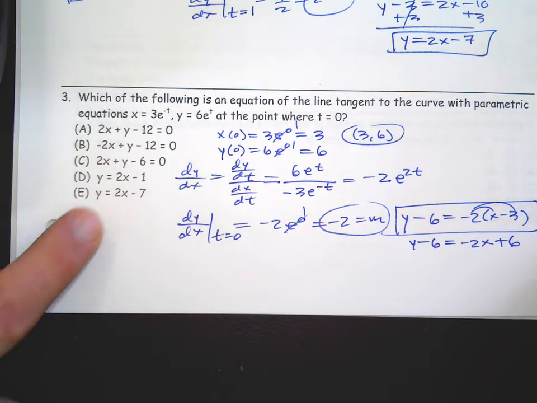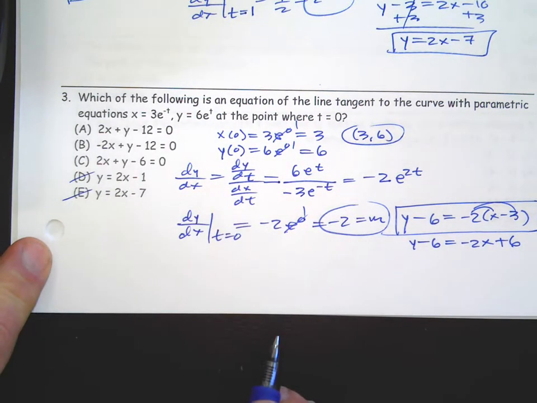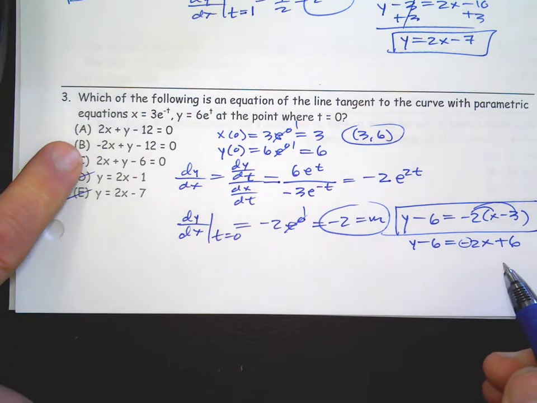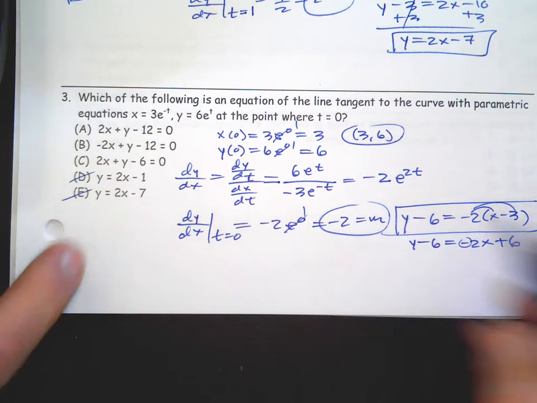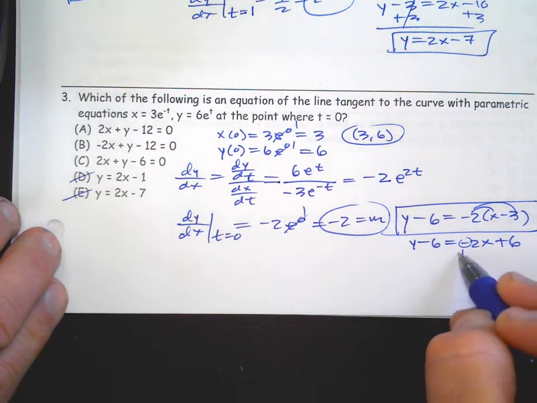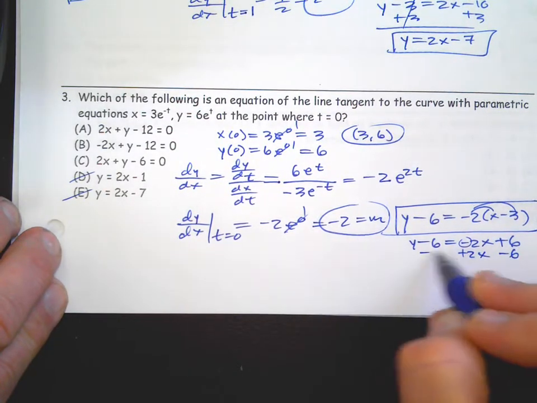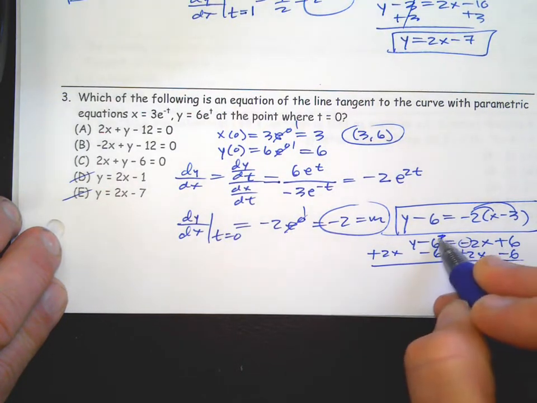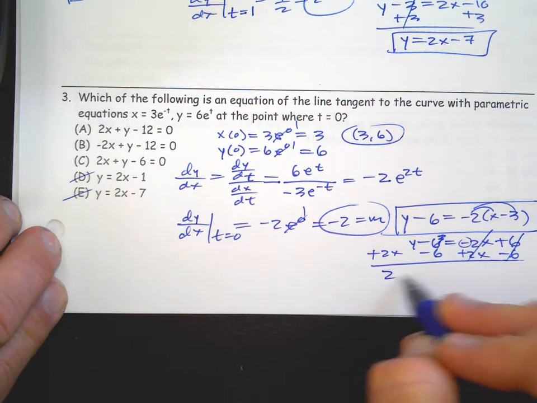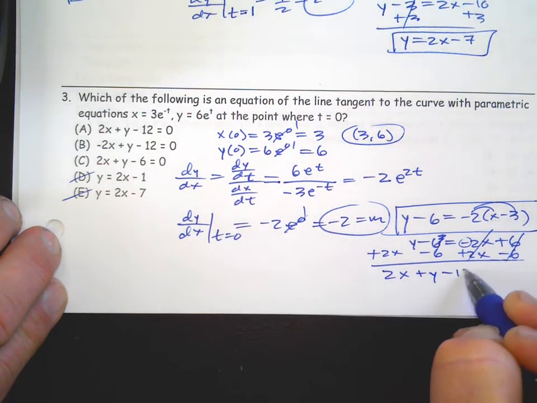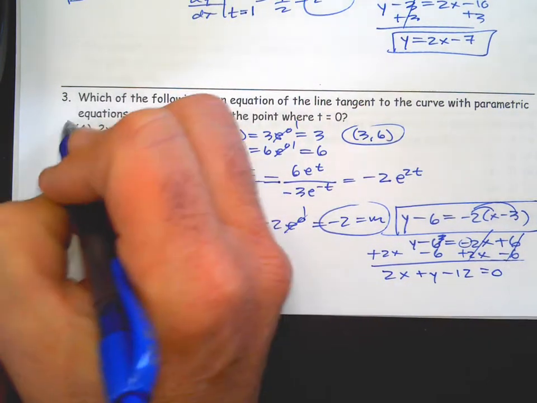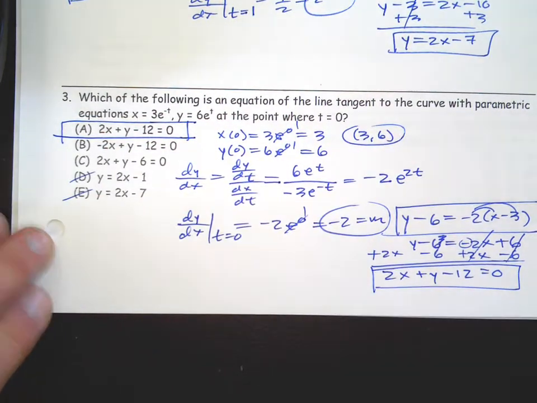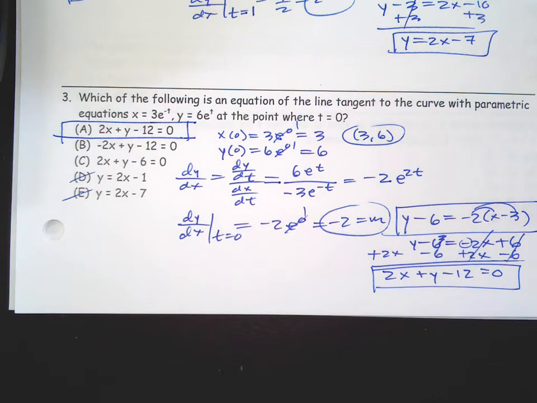I don't think it's going to be either of those because we have a negative 2x. So it's got to be one of these ones up here. So I think we should go and just move stuff over here. So we can add 2x, subtract 6. 2x plus y minus 12 equals 0. So that looks like answer A. Okay.